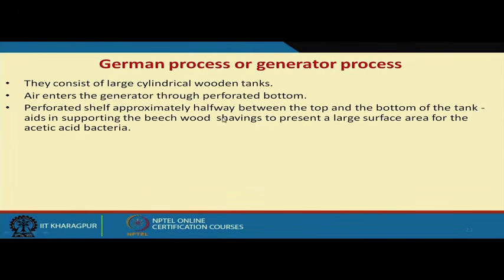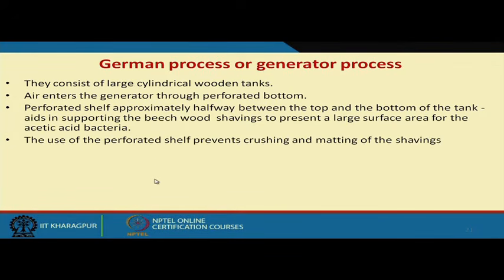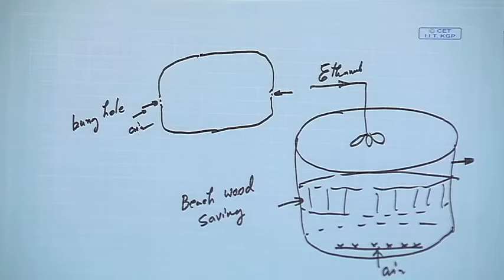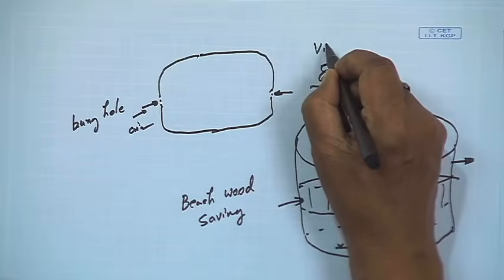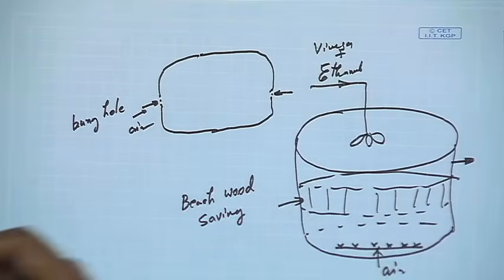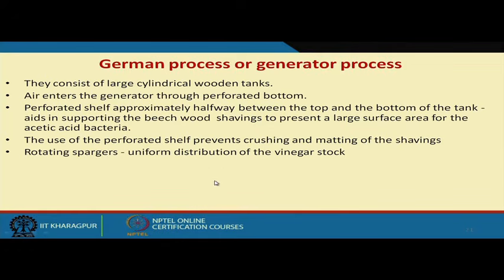The perforated shelf is approximately halfway between the top and bottom of the tank, and aids in supporting the beechwood shaving to present a large surface area for the acetic acid bacteria. The use of a perforated shelf prevents crushing and matting of the shaving. So perforation is very much required for that, and a rotating sparger gives uniform distribution of the vinegar stock. We have vinegar plus ethanol, both we put together as vinegar stock.